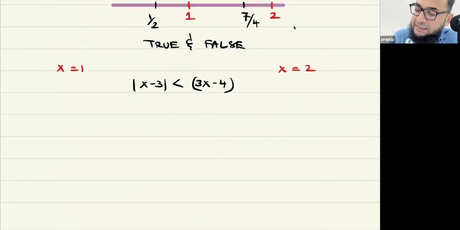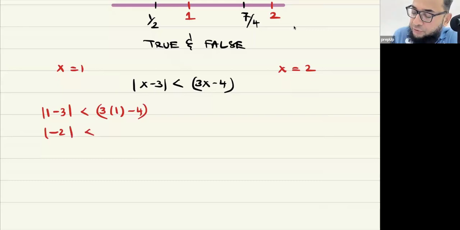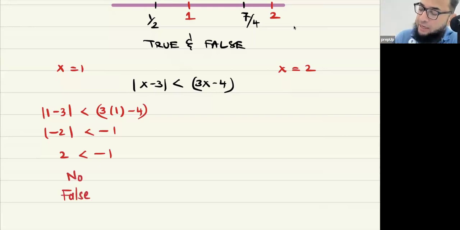Let me plug in x is equal to 1. If I plug in x is equal to 1, the modulus of 1 minus 3, is it lesser than 3 into 1 minus 4 without the modulus? This is the modulus of negative 2, lesser than 3 minus 4, which is negative 1. This is 2 is lesser than negative 1. Think closely, don't hasten. Is 2 lesser than negative 1? No, it's false.